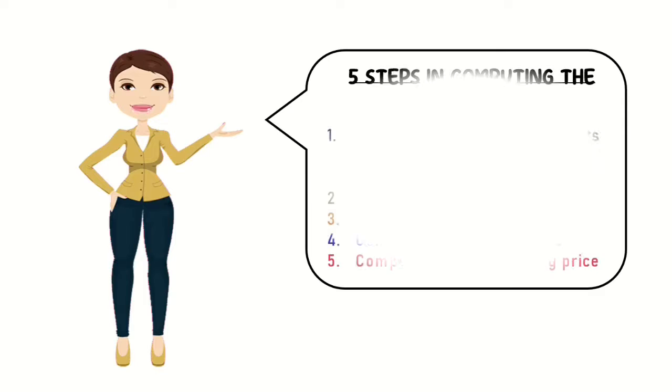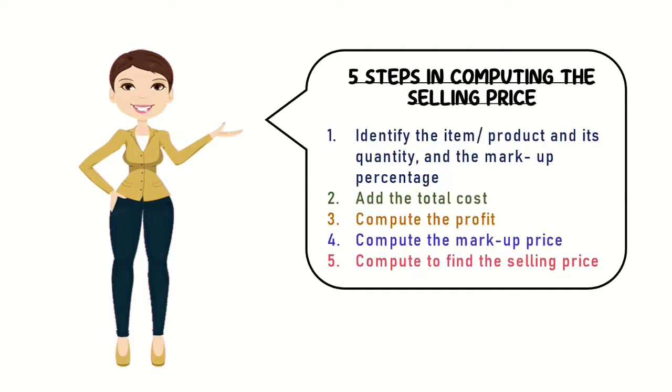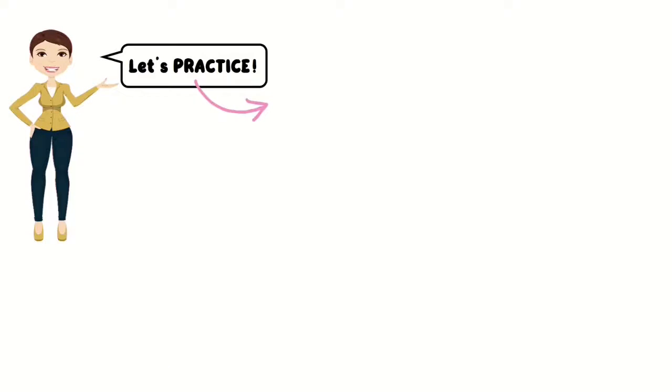In computing the selling price, we follow 5 steps. Identify the item, quantity, and markup percentage, add the total cost, compute the profit, compute the markup price, and compute the selling price. Let's practice.